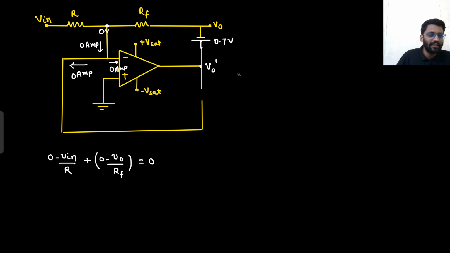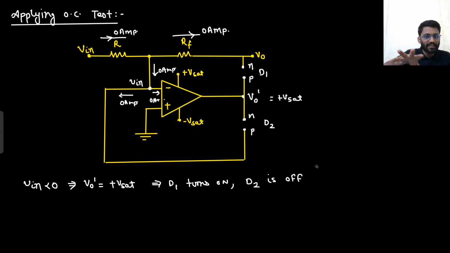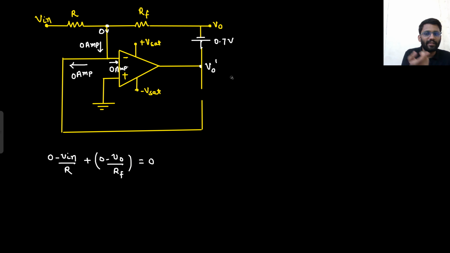Why is it not plus V set? Because in the previous case we were just checking. When we got to know that it can be plus V set, then the diode will turn on. If the diode is turning on, there is a negative feedback present, so it will completely change the circuit. So your V naught dash is V naught plus 0.7.